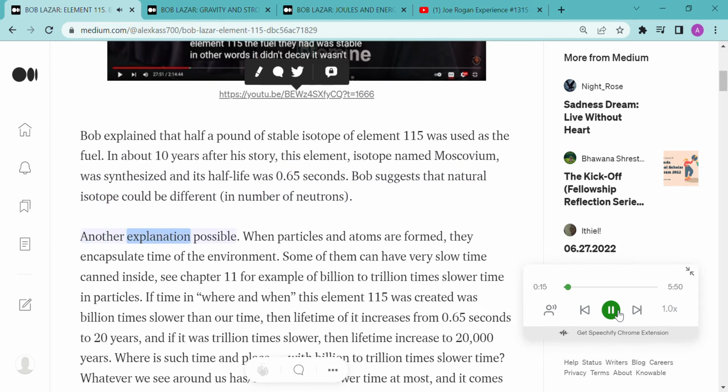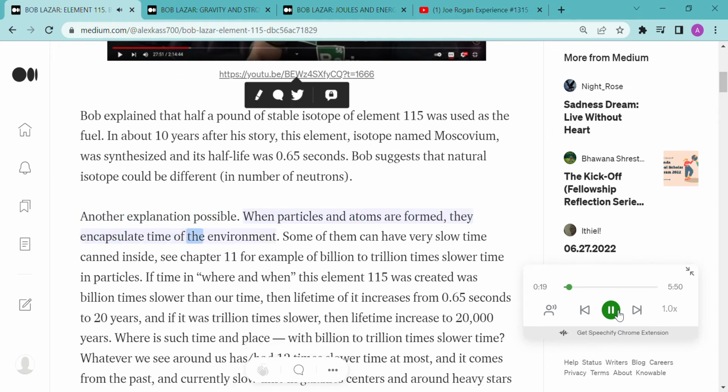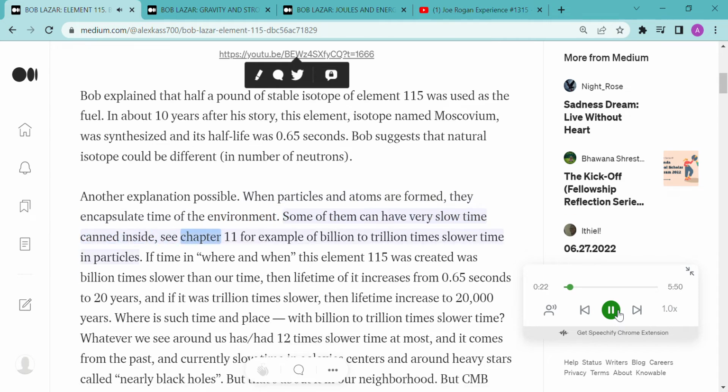Another explanation is possible. When particles and atoms are formed, they encapsulate the time of the environment. Some of them can have very slow time canned inside. See chapter 11 for an example of billion to trillion times slower time in particles.